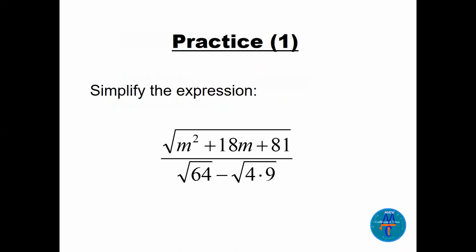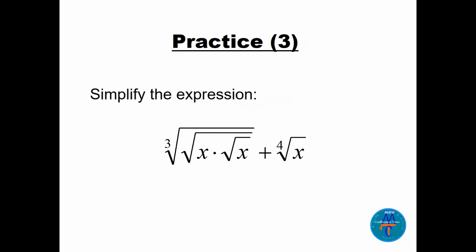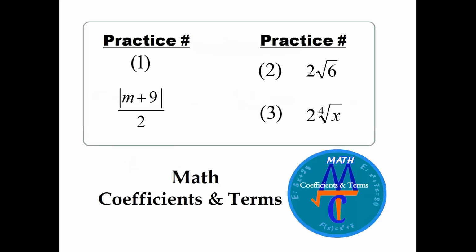Now this is practice number 1 for you to try yourself. Try to do it, practice number 1. Try to do practice number 2. Multiply here, I put here nice 3 radicals, small radicals, square root of 3, square root of 2, square root of 5. Multiply all this and simplify the answer. It will be one simple number. And then take practice number 3. I have cube root of square root of x times square root plus 4th root of x. Also nice to try. The answer is there in this slide. You can see practice number 1, the answer. Practice number 2, the answer. Practice number 3, the final answer.